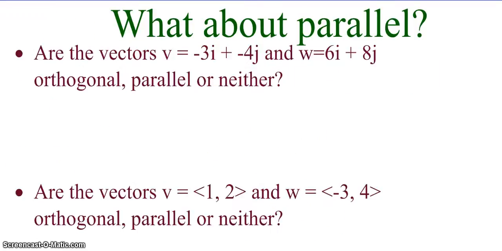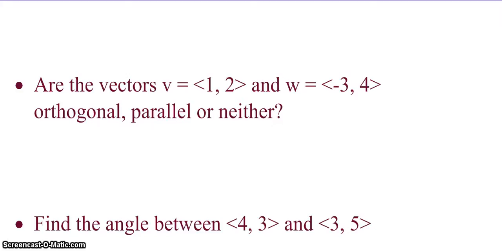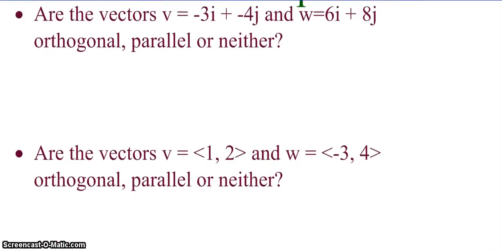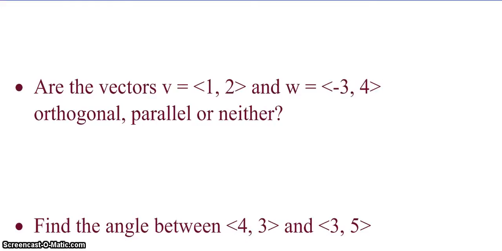Okay, so a couple more examples. I want you to determine, for the first two, are they orthogonal, parallel, or neither? And then for the last example, I want you to find the angle between the two vectors. So pause the video, find out if these are orthogonal, parallel, or neither, and then find the angle between these two vectors. Unpause when you're ready to check your work. Do all three.